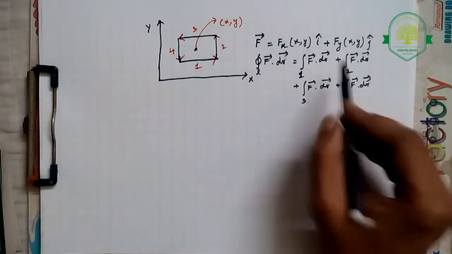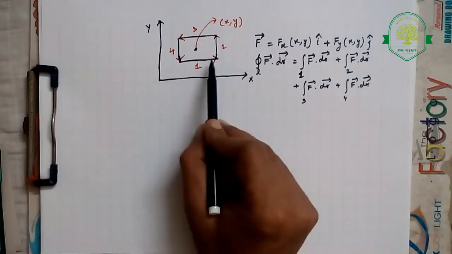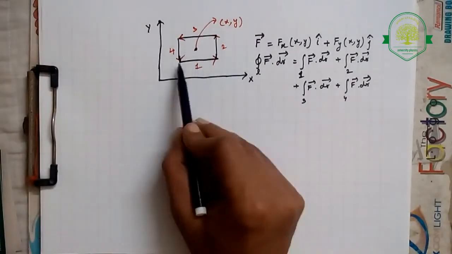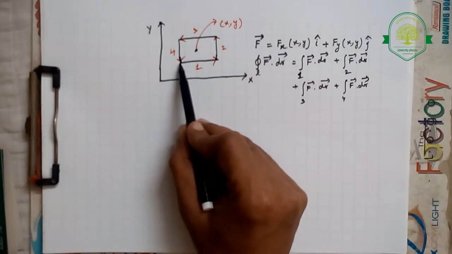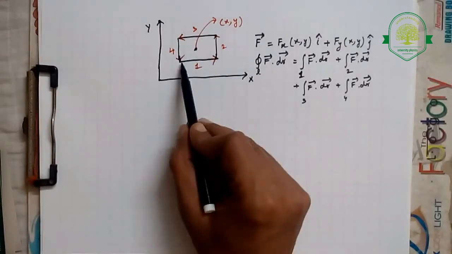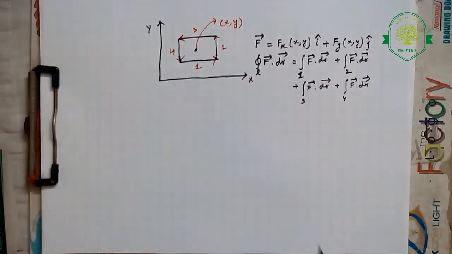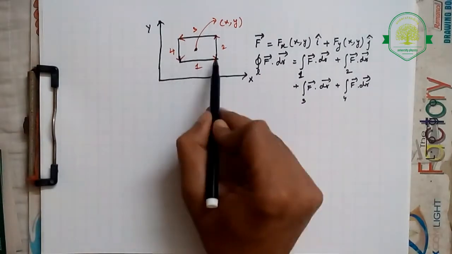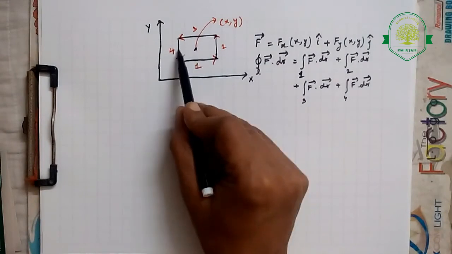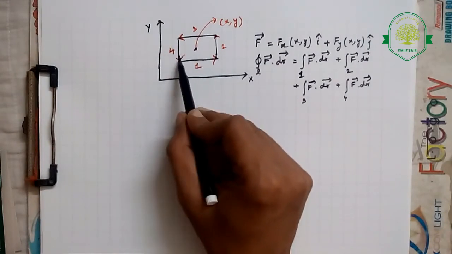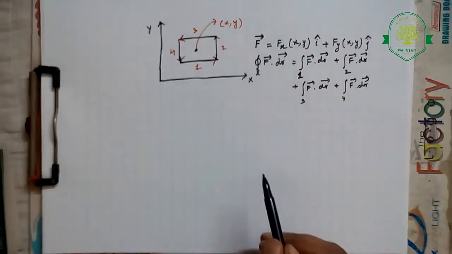So first of all, let us find out f dot dr over the line segment 1. Along the line segment 1, we can see that x changes from x minus delta x over 2 to x plus delta x over 2, while y remains constant at y minus delta y over 2. You can take a moment to see how that is. If the center point is x, then here along this entire line x is just x minus delta x over 2. Along this entire line x is just x plus delta x over 2.